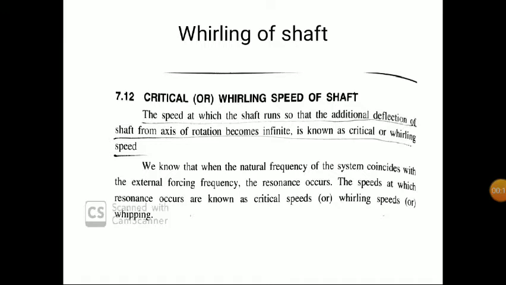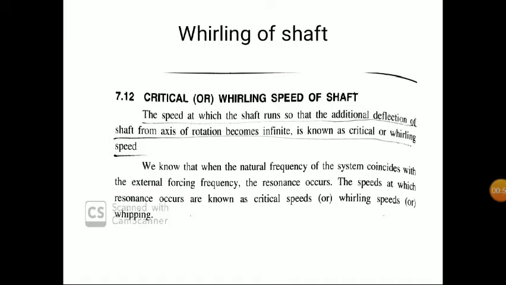So simply defining, the speed at which the shaft runs so that the additional deflection of the shaft from the axis of rotation becomes infinite is known as critical or whirling speed. And here we are telling it occurs when the natural frequency of the system coincides with the external forcing frequency. Means the critical speed occurs when the condition of resonance occurs. Means at a resonance condition, the corresponding speed is the critical speed.